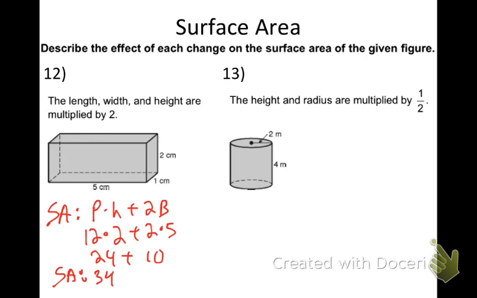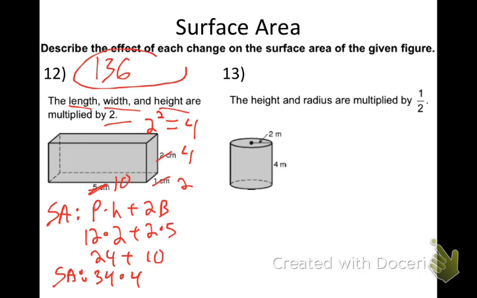Now they want us to find out, well, if the length, width, and height are multiplied by 2, what's my new surface area going to be? Well, it's, what do we say? It's units what? Squared. So what am I going to do with that 2? I'm going to square it. So 2 squared gets me 4. So if I take 34 times 4, I get my new surface area. And my new surface area would be 136. And guess what? If you were to work it out, so instead of 5, that's 10. Instead of 1, that's 2. And instead of 2, this is 4. And you worked it all out, you would get 136 centimeters squared.